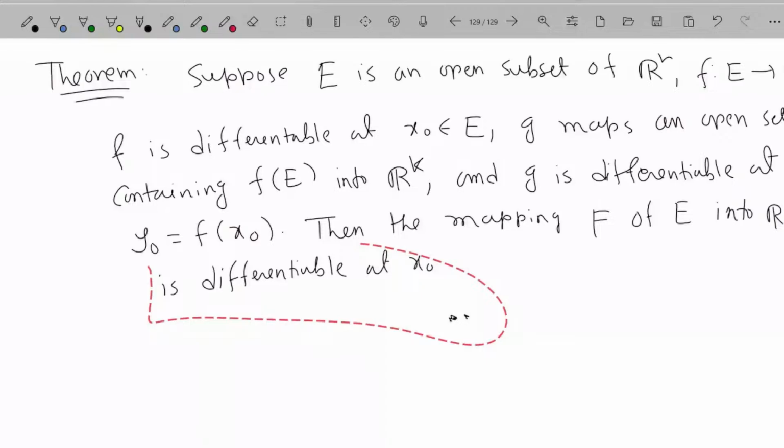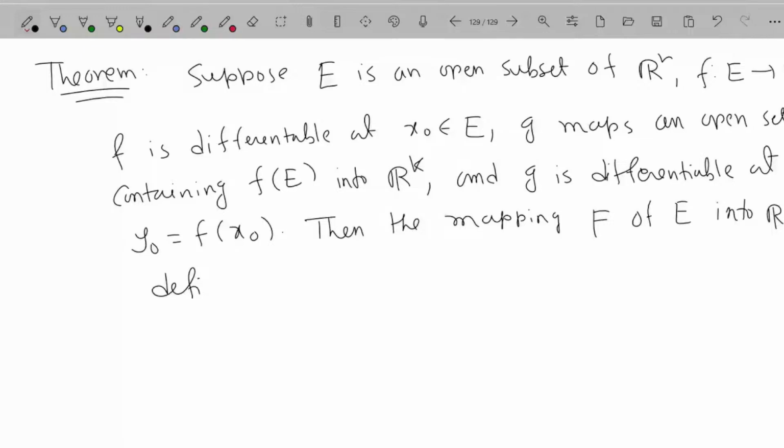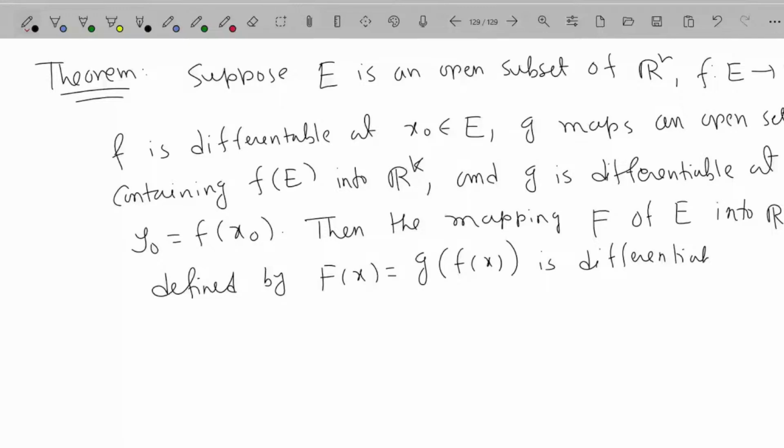Defined by f of x equals g of f of x is differentiable at x naught, and the derivative at that point is g dash f of x naught into f dash x naught. Okay, so now I have to mention what we mean by product of.